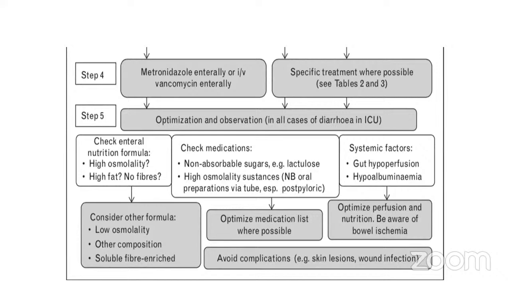And for high fat and no fibers, we need to consider low osmolarity, a different composition, and soluble fiber enriched products. Check medications: non-absorbable sugars, lactulose, high osmolarity substances, and oral preparations via tube, especially post-pyloric, should be avoided. Systemic factors like gut hypoperfusion and hypoalbuminemia have to be corrected. So optimize the medication list where possible, and optimize perfusion and nutrition. Be aware of bowel ischemia. Avoid complications like skin lesions and wound infections in the patients.